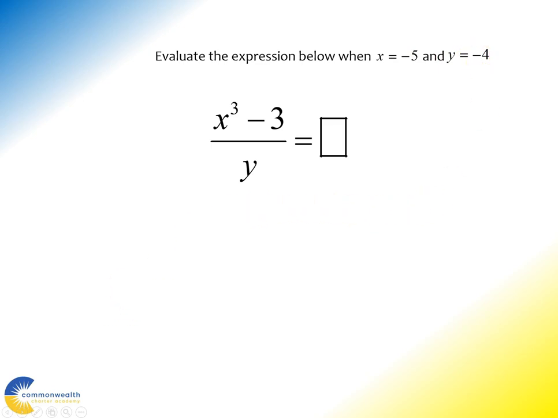And out of force of habit, and it's a habit that I recommend you getting into too, especially when you substitute in negatives, it's a good idea to use parentheses for those. So I have (-5) raised to the third power minus 3 over (-4). Now the over, or the fraction bar, is a division.